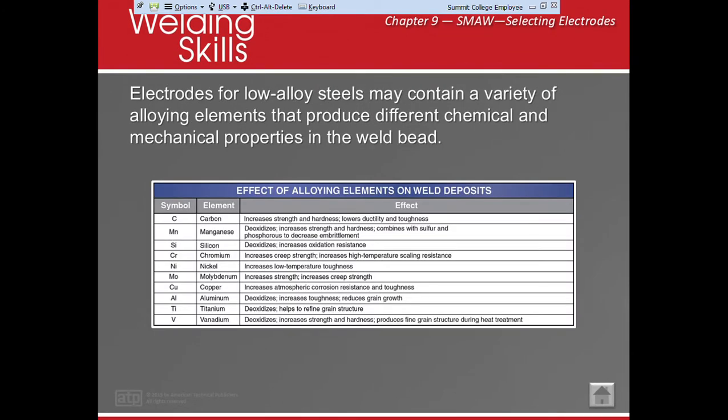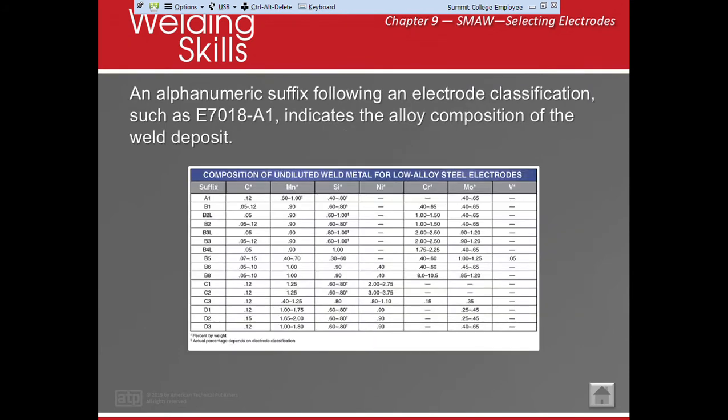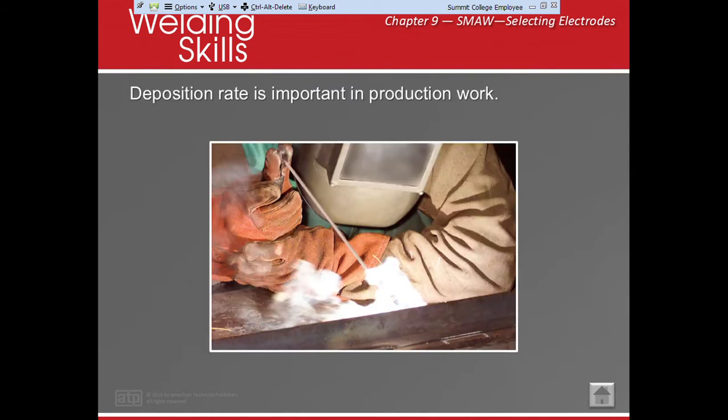We also know that we can have different types of alloying elements in low alloy steels that help them do different things. We can also have an alphanumeric suffix, which means -A1, and it tells us a percentage of carbon, nickel, silicon, chromium, vanadium, or whatever percentage we want with a suffix instead of having to write the whole thing out. Deposition rate is important.